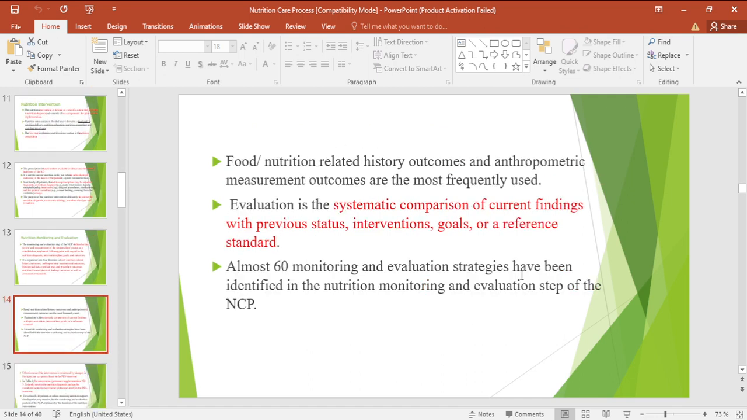The food or nutrition history outcomes and anthropometric measurements are the most frequently used. Evaluation is the systematic comparison of the current findings with the previous status, interventions, goals, or a reference standard. So you have to evaluate. After monitoring, you evaluate now. What results have you obtained from the interventions that have been provided to the patient? And what is the improvement?